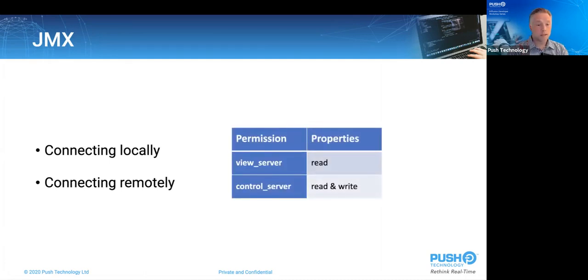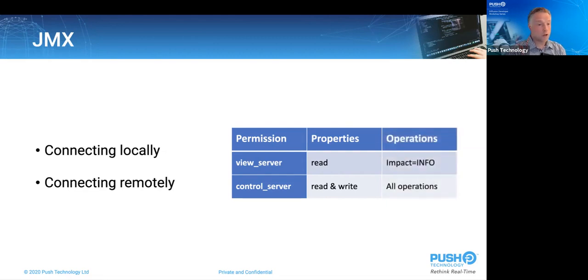A principal needs the view server permission to read mbean properties and the control server permission to change a read-write property. Intuitively, the control server permission lets you call any operation, though holding only view server, you can only call operations that have an impact of info. So you can only call operations where the results are nil.